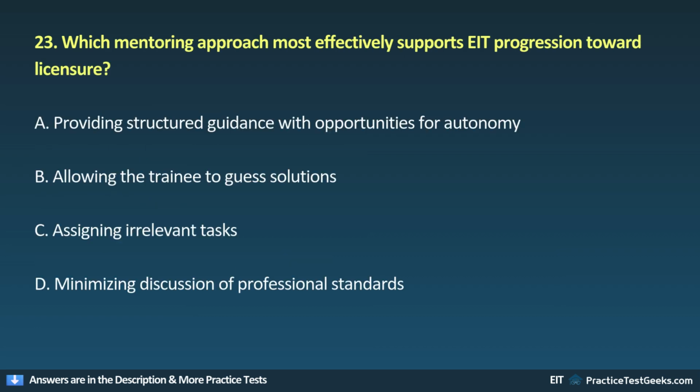23. Which mentoring approach most effectively supports EIT progression toward licensure? A. Providing structured guidance with opportunities for autonomy. B. Allowing the trainee to guess solutions. C. Assigning irrelevant tasks. D. Minimizing discussion of professional standards.